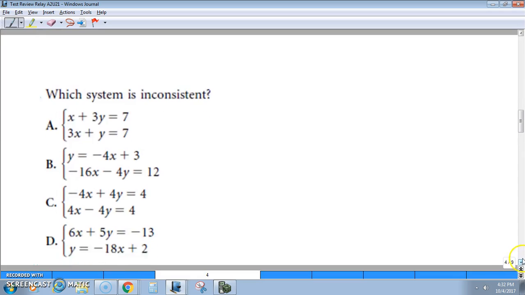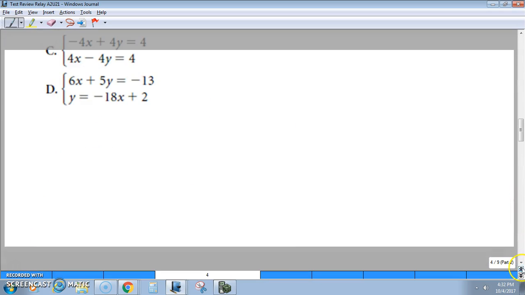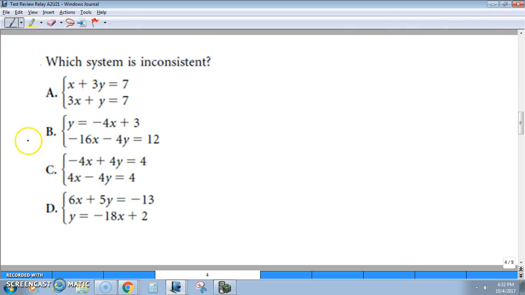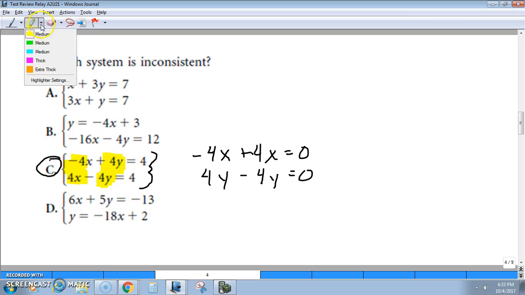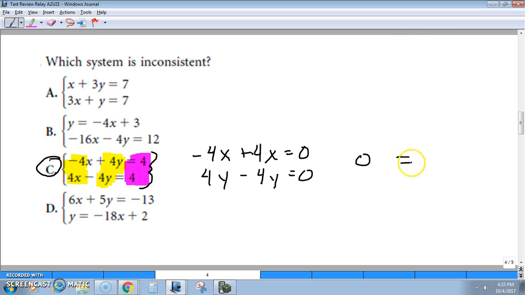Question 4. Okay, the inconsistent set of systems of equations here is going to be C. And the reason why is if we added these two equations, negative 4x plus 4x is 0. Positive 4y minus 4y is also 0. So if we combined our x's and then combined the y's, this whole side of the equation would be 0. The other side of the equation, 4 plus 4, would be 8. So what you're left with is 0 equals 8.